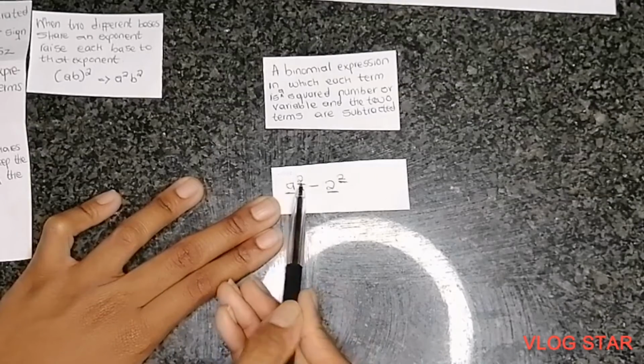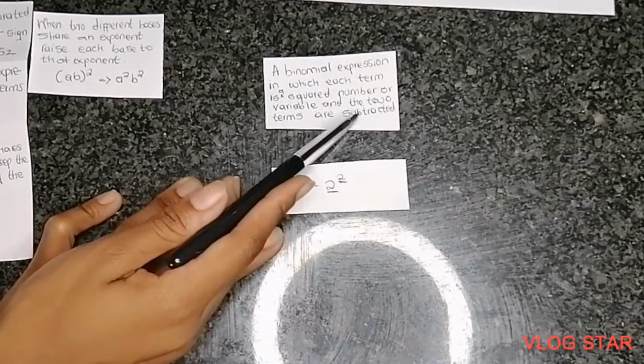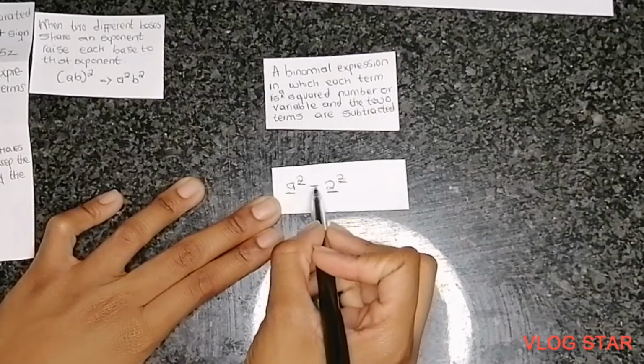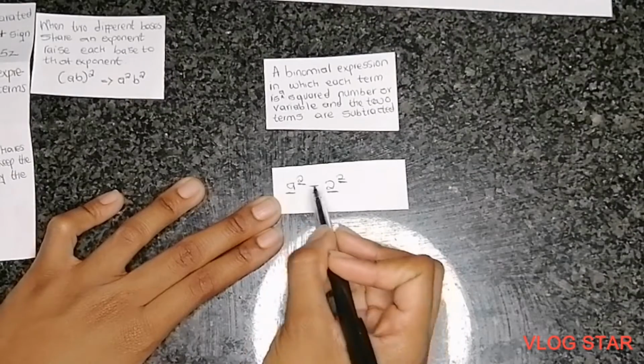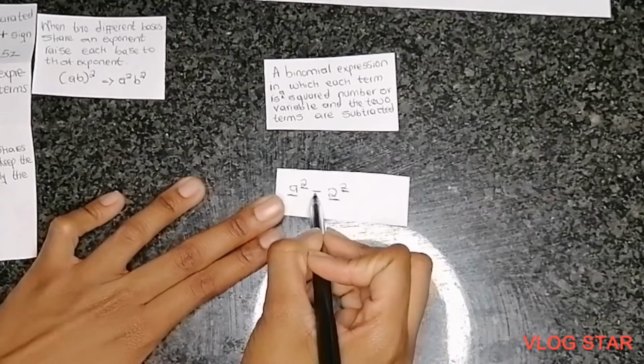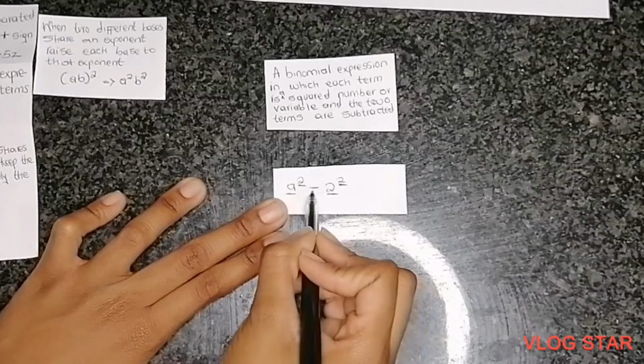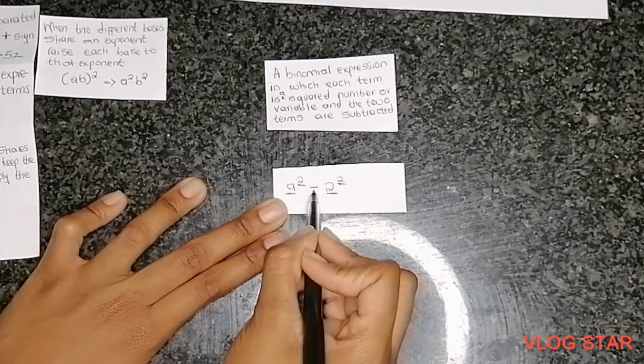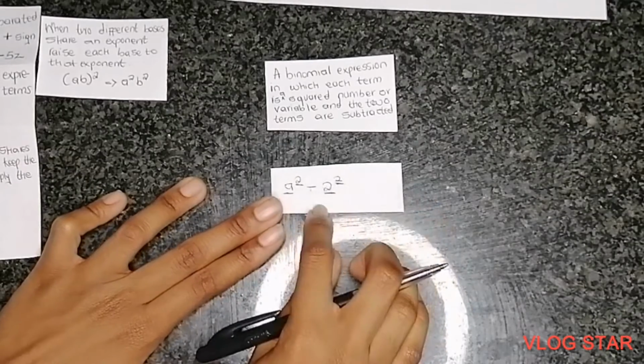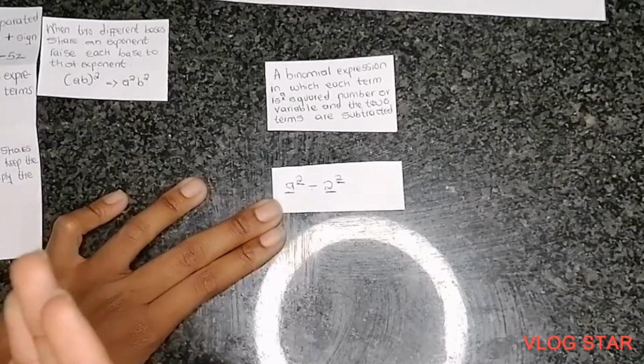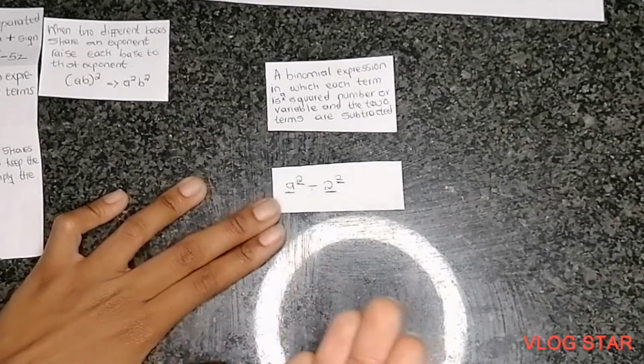We see by this exponent 2. What does it say again? They have to have a minus sign or a negative sign in the middle. They have to be separated by a minus or a negative sign. Here it is. So we can see that this is difference of two squares. We can factorize it using the method of difference of two squares.